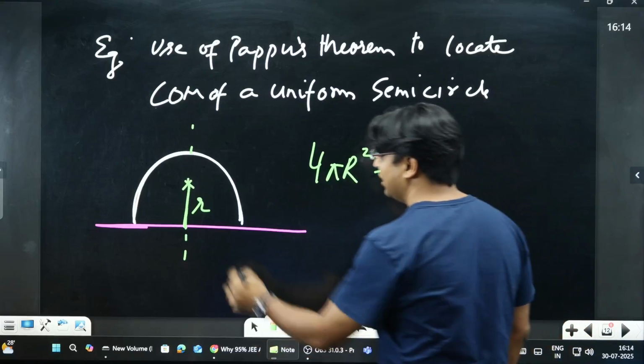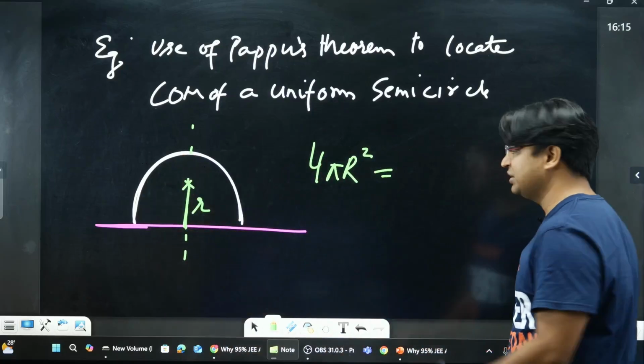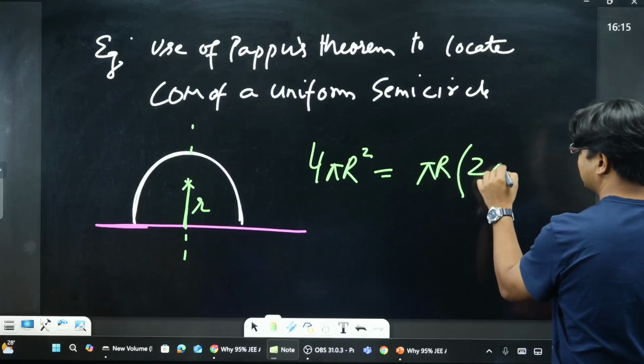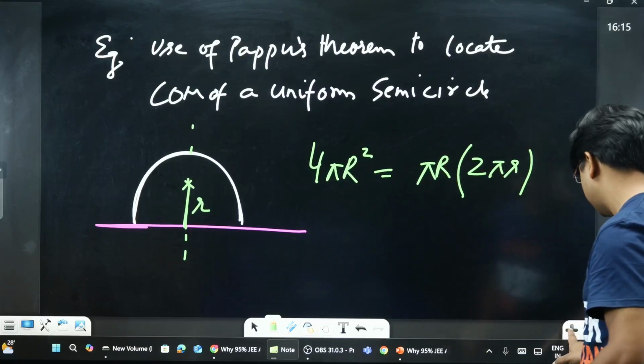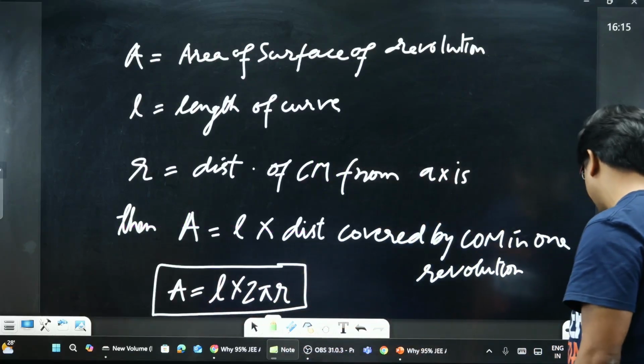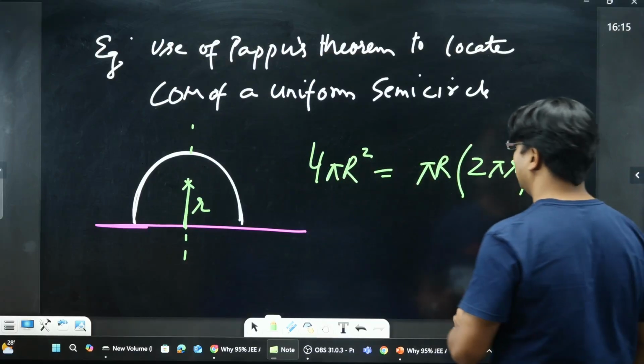Okay. Do we know the length of this curve? Of course we do. It is pi into capital R. And then we have to multiply this with 2 pi r. This is what we said, right? We'll go back. So area is equal to length into 2 pi r. So that's what I've done here. I know the area, I know the length of the curve. I've multiplied with 2 pi r. Now you do the math.